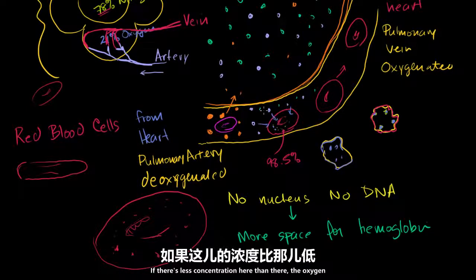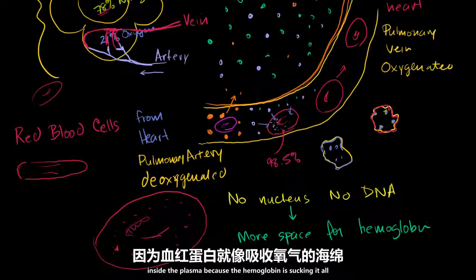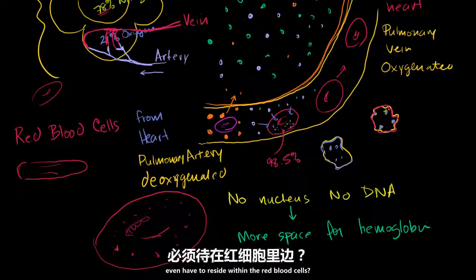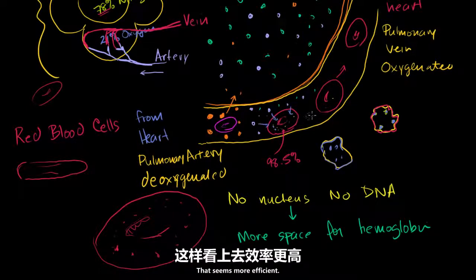If there's less concentration here than there, the oxygen will diffuse across the membrane, and there's less inside the plasma because the hemoglobin is sucking it all up like a sponge. Now, one interesting question is, why does the hemoglobin even have to reside within the red blood cells? Why aren't hemoglobin proteins just freely floating in the blood plasma? Well, that seems more efficient.